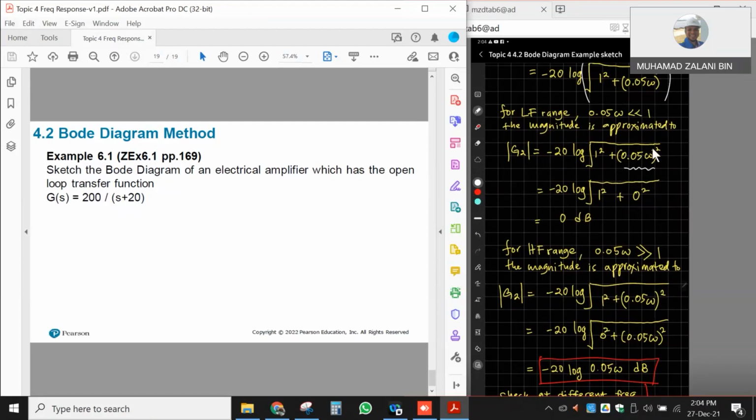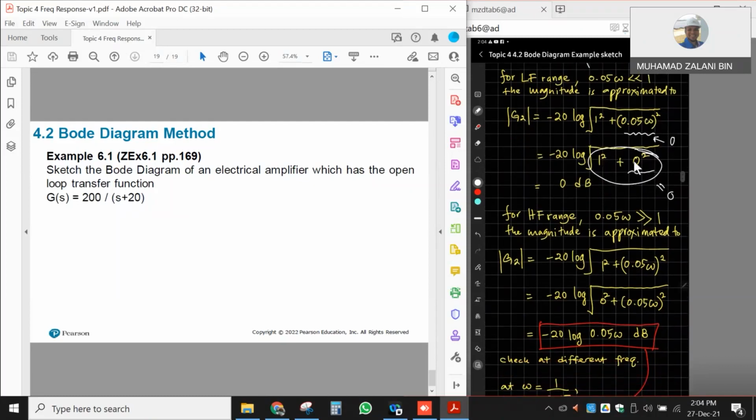If this part is at low frequency range, meaning approaching 0, so that we have square root of 1. Okay, we have the square root of 1, and this part is dominated by 0, meaning that we can say that this part is 0. So when omega is approaching 0 for low frequency range, we can say that this part will be 0.